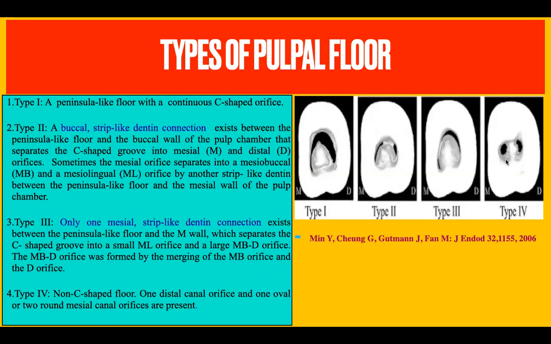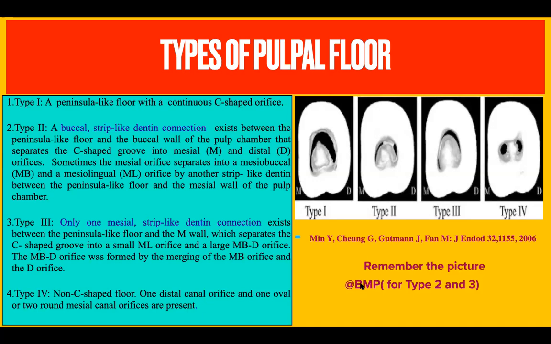As we can see, separate canals are located here. So there is always a confusion between type 2 and type 3. So when you remember, in type 2, there is a buccal strip-like dentine connection here. And in type 3, only one mesial dentine strip is present over here. By that, it will be easy to remember. So the mnemonic can be BMP. We always know BMP when we do the root canal treatment, but here type 2 is B, type 3 is M, and P is the type of pulpal floor.